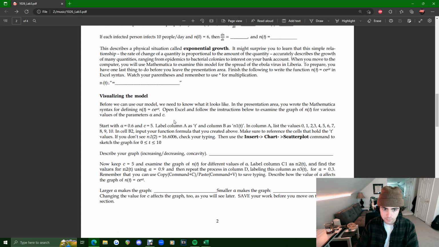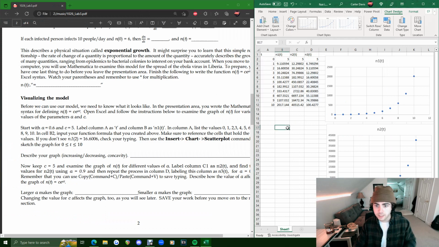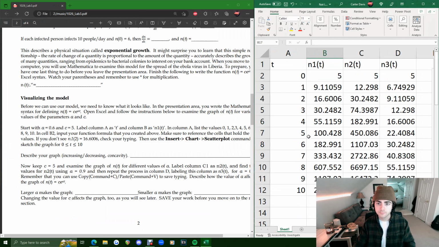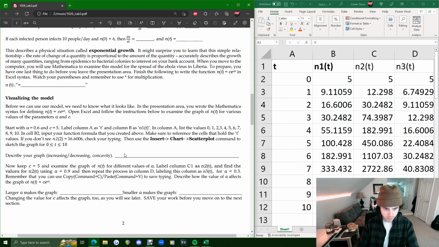Okay, here's where we actually get into Excel. Looking at just the first two columns, they tell us to label T and N1. Let me see if I can view all of this. There we go. We put 0 to 10 right here, and then they give us a function. They say A is 0.6 and C is 5, so we're just inputting those A and C values accordingly.